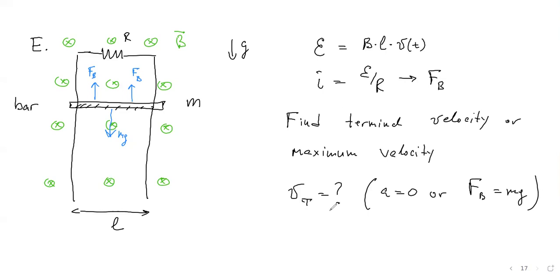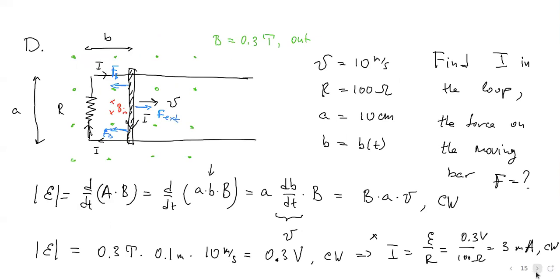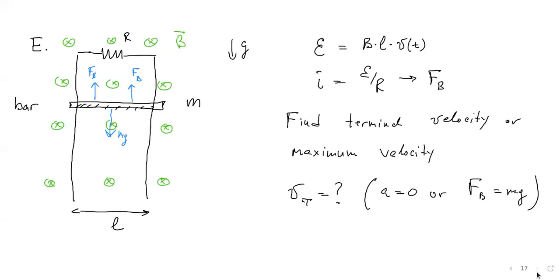It's a very nice problem. It's very cool. It's basically the same as what we did here, but it's a nice analogy with the free fall and air drag force of a parachute. But this is magnetic friction.